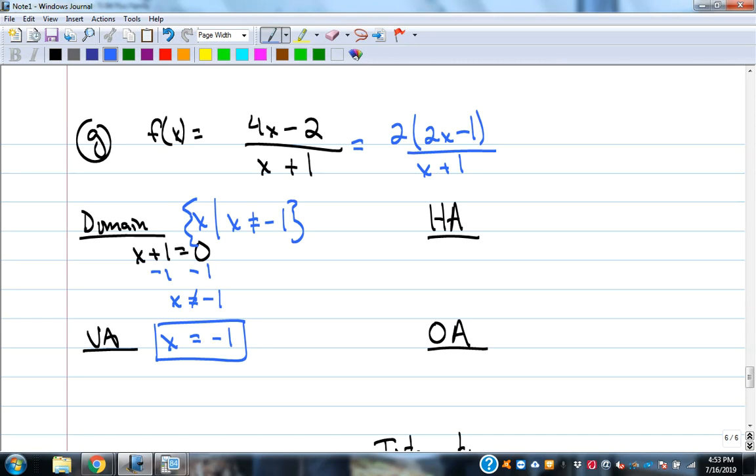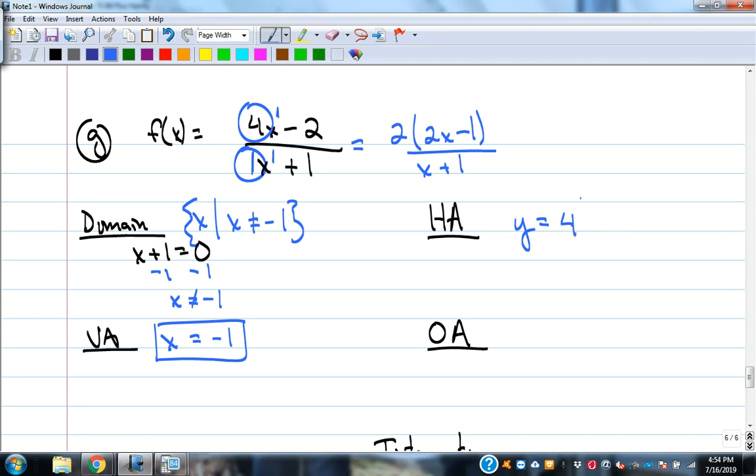And then we've got to go to our rules to decide if this thing has a horizontal asymptote or an oblique asymptote, if it has either of those. The rules for horizontal are that the degree of the top is smaller than the degree of the bottom, or that they're equal. This one, the degree of the top is 1, the degree of the bottom is 1. They're equal, right? So that means it's got a horizontal asymptote at the ratio of the leading coefficients. The leading coefficients are 4 and 1. So a horizontal asymptote at y equals 4 over 1, or just y equals 4.